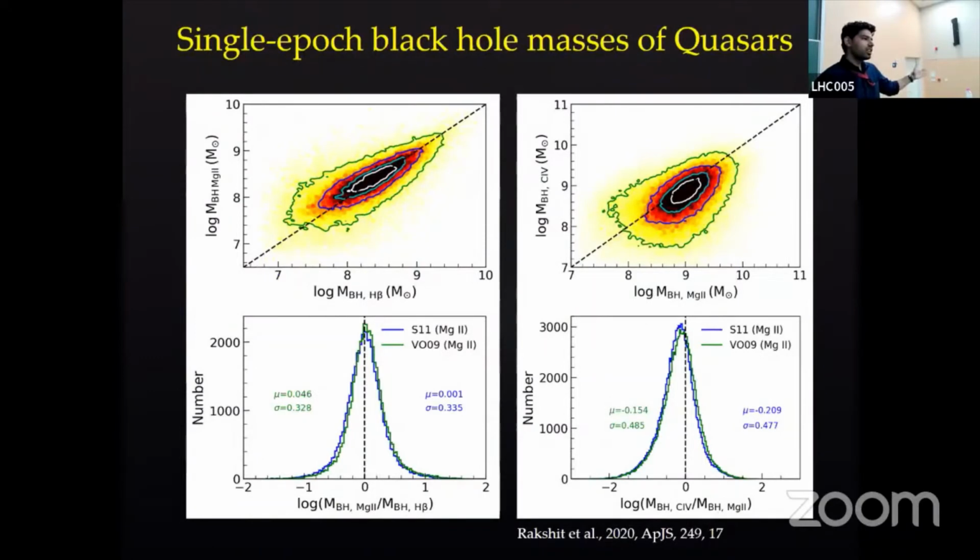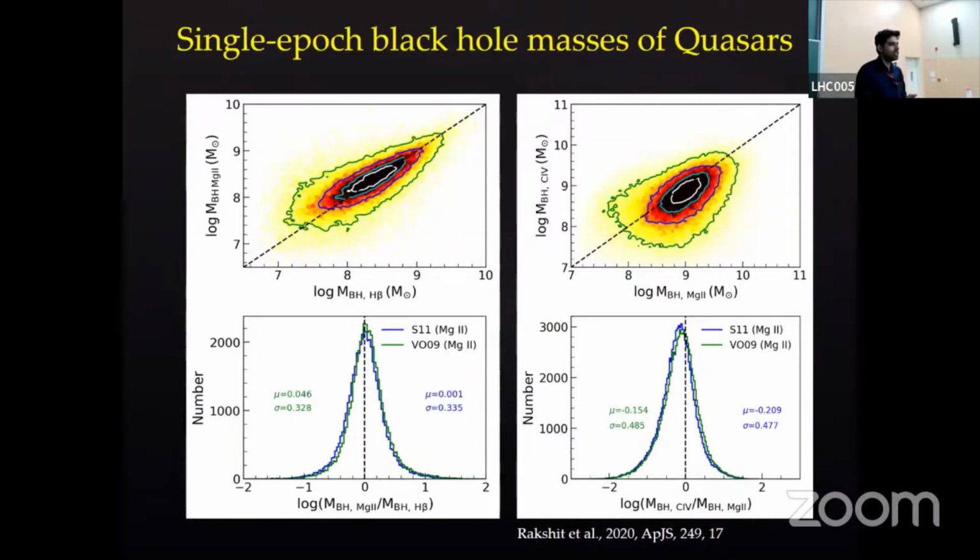Now, if we calculate the black hole mass based on, let's say, the MgII emission line, as a function of the H beta emission line, we found that all those objects have their MgII masses correlated with the H beta masses. Here is the histogram of the distribution of the MgII mass divided by the H beta mass. We found that the mean of this is almost 0.01, so there is no offset, and the dispersion is 0.3 dex. However, if you compare the CIV emission line as a function of MgII, which is here, you see that the distribution is much wider. That means it's much more scattered. And also there are systematic deviations of 0.209. So this suggests that we need to do further calibration for the CIV masses.